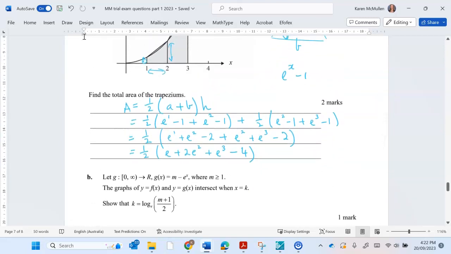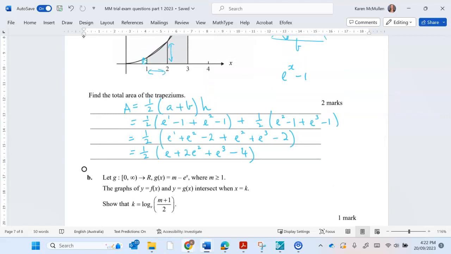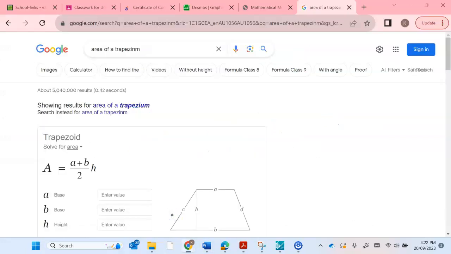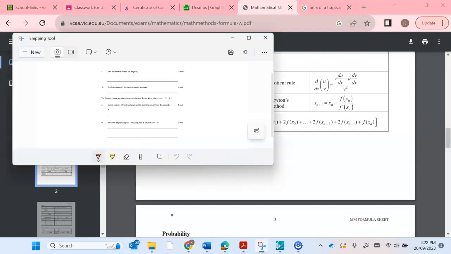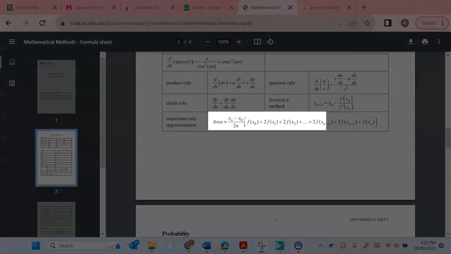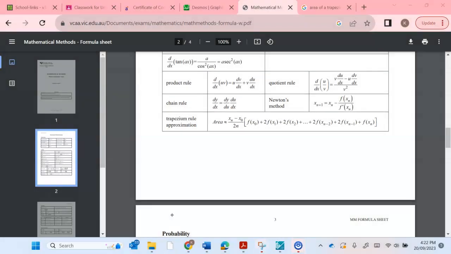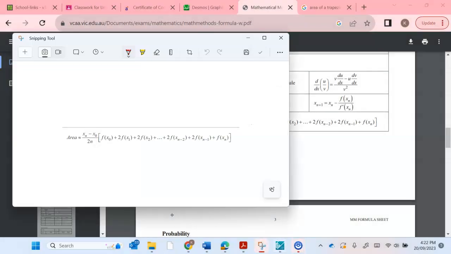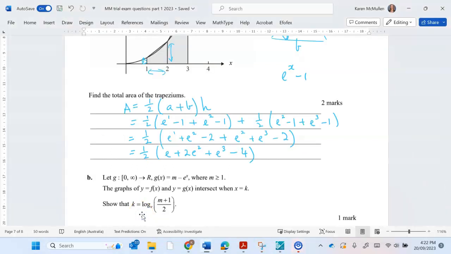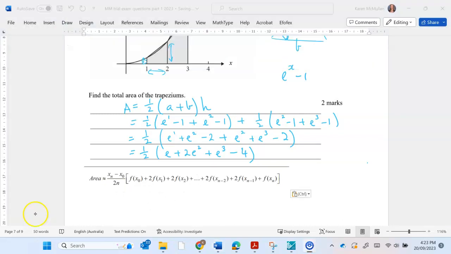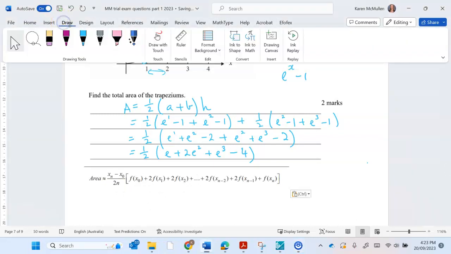I'm just thinking if we were using the formula, let's just get the formula up. Sorry, I just realized it was going to take forever, so I just paused it. I don't want you to be stuck in your exam because you don't know how to use the formula.